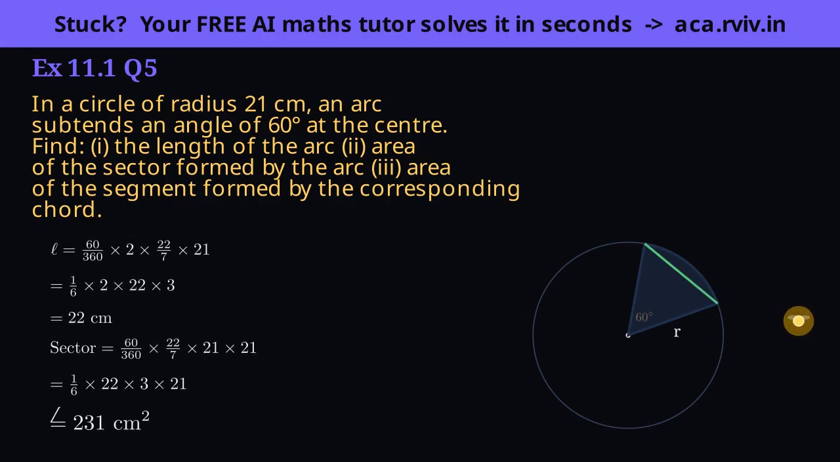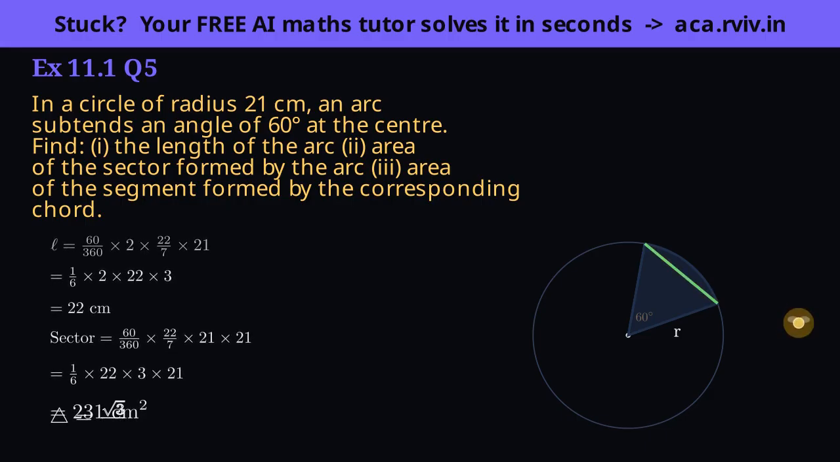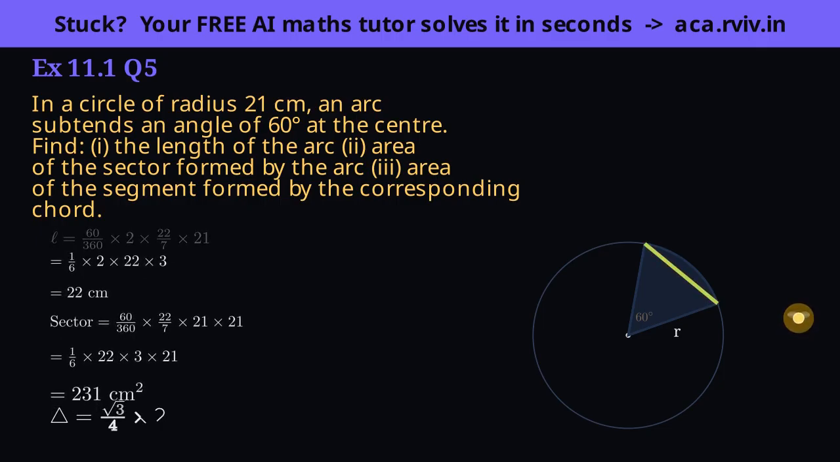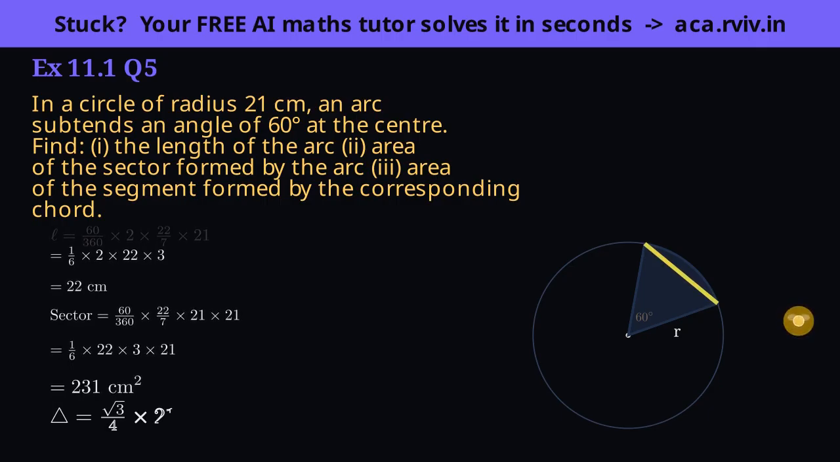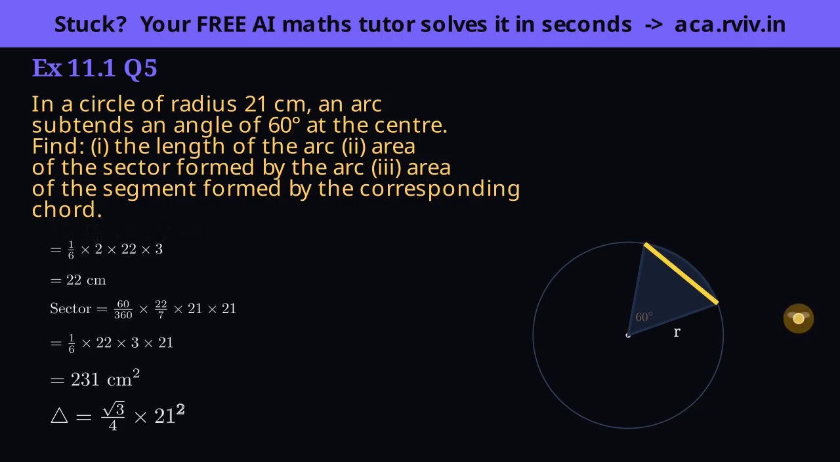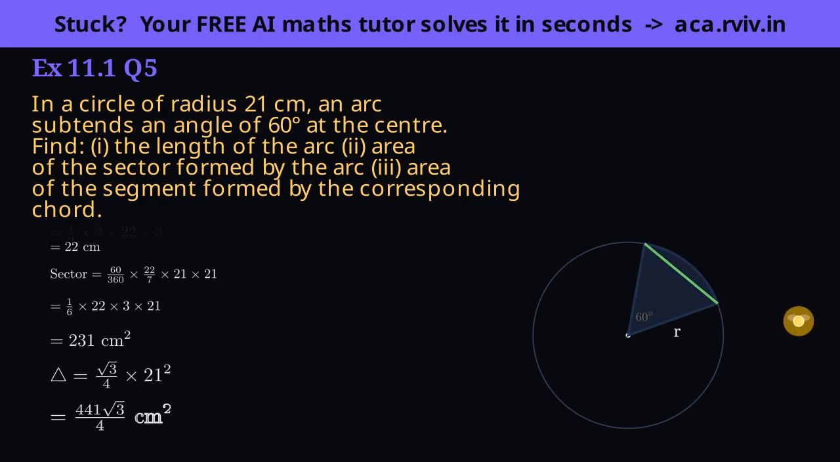Part 3. The segment, sector minus triangle. Here's a lovely shortcut, word spotting. The two radii OA and OB are equal, and the angle between them is exactly 60, so all three sides come out equal and the triangle is equilateral. That lets us use the equilateral formula, √3 over 4 times side squared, with the side being the radius 21. Compute it, keeping √3 exact, 441 √3 over 4 square centimeters.